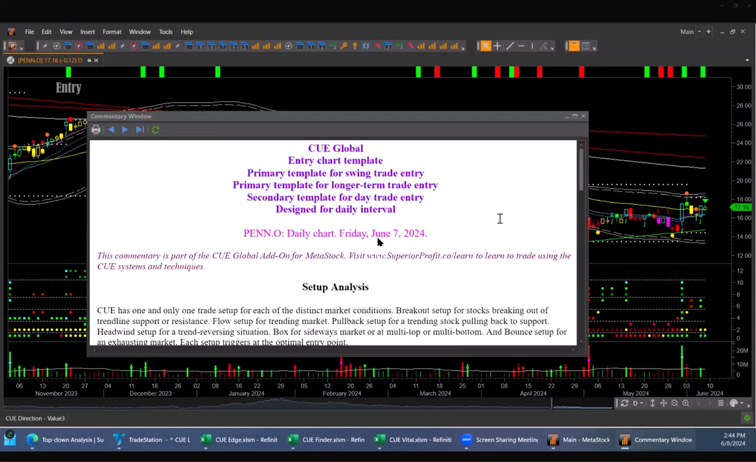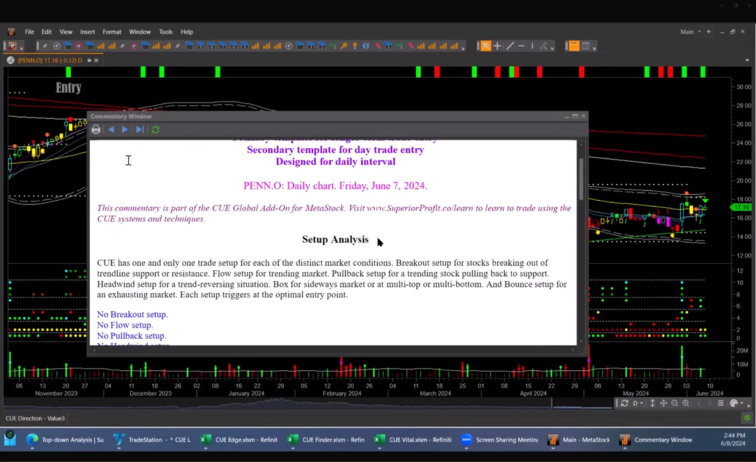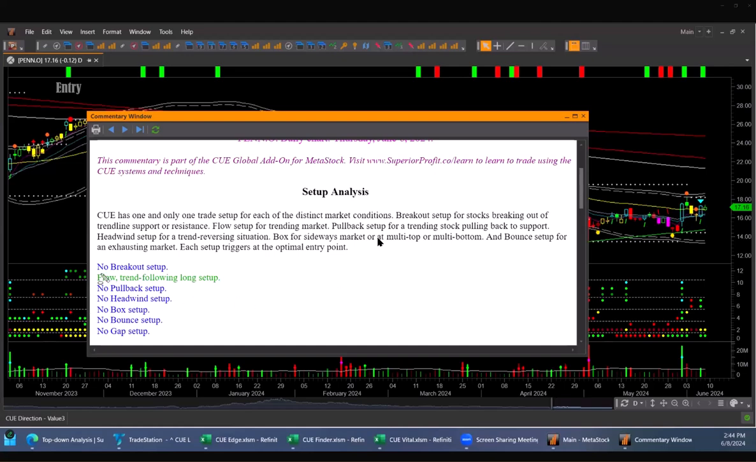Sometimes the trend lines get broken, but you see these buttons here. Currently, it is showing me as of Friday. What is it showing? No trade setup, right? Just look at one glance. If I go back one day, on Thursday, what did it have? It actually gave a flow long setup. So I could find that in real time.